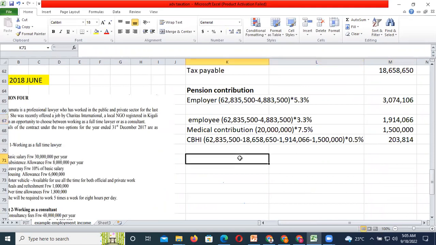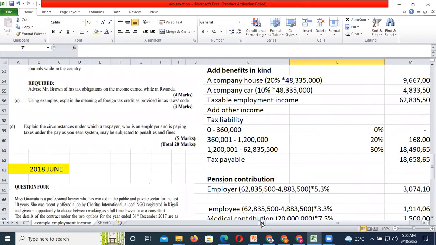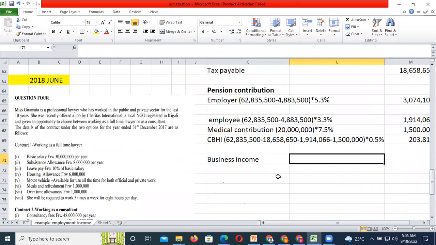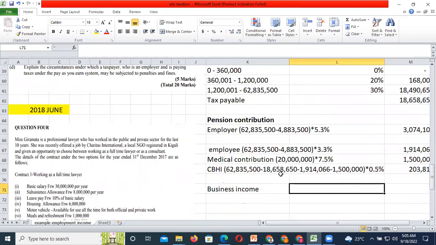Then we have also income from business, because it is selling an online journal. Business income. Our business income is 4.5.